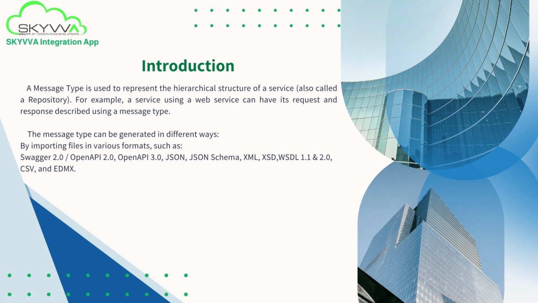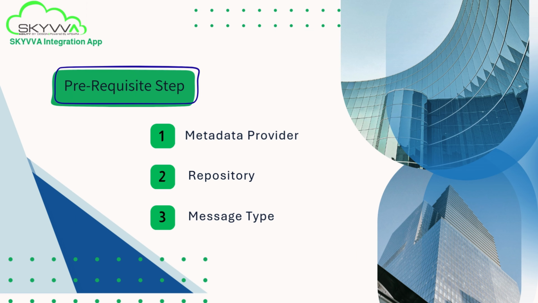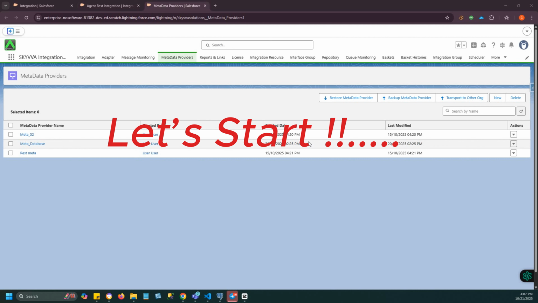By importing files in various formats, such as Swagger 2.0/OpenAPI 2.0, OpenAPI 3.0, JSON, JSON Schema, XML, XSD, WSDL 1.1 and 2.0, CSV, and EDMX. Prerequisite step: metadata provider, repository, and message type.